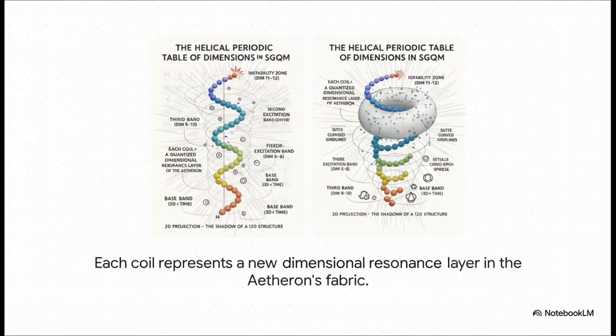So in this helical view, every time you go down a row on the old table, it's like climbing one level up this spiral staircase. Each new coil represents a new, stable dimensional resonance layer that's being activated within the Aetheron. And that's why you can have new, more complex elements. The very geometry of spacetime is allowing for more intricate, stable harmonics to exist.